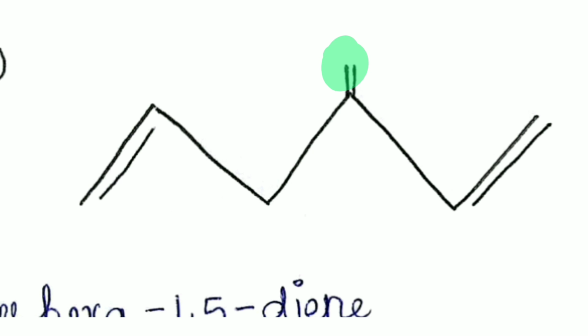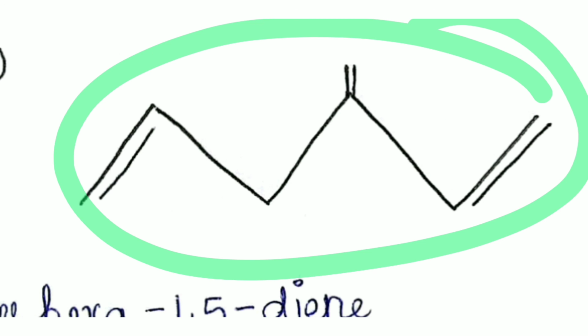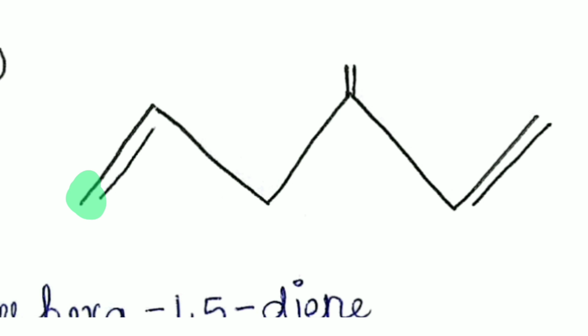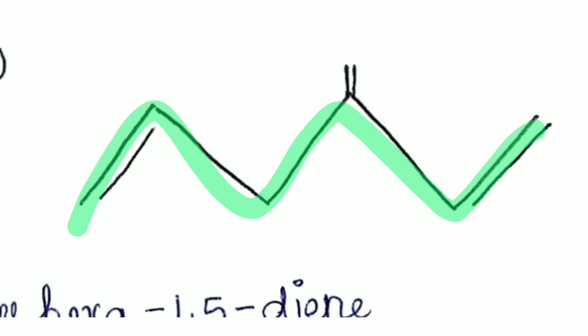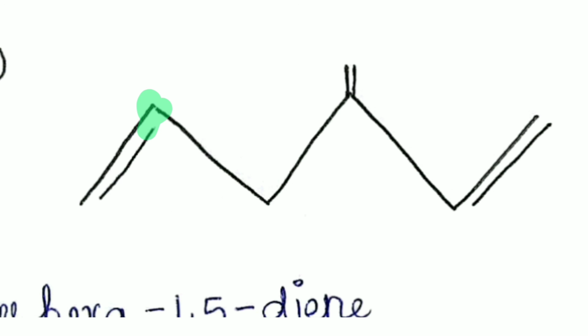Now let's see which side we will start our numbering from, whether from the left or the right. It is easy to make out from the figure that we have the locants as 1 and 4 when we start our numbering from the left, and we have 1 and 3 when we start our numbering from the right. Since we're getting a lower locant from the right, we'll start our numbering from the right. So the name of this compound, guys, will be 3-methylene hexa-1,5-diene. That's the name of this compound.